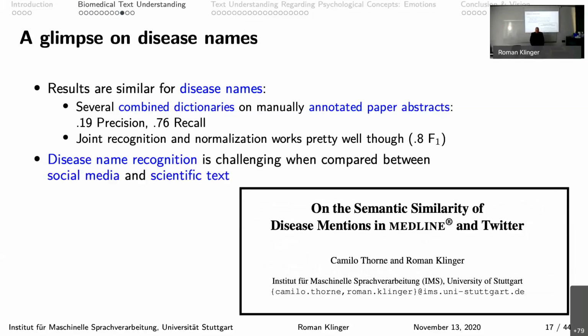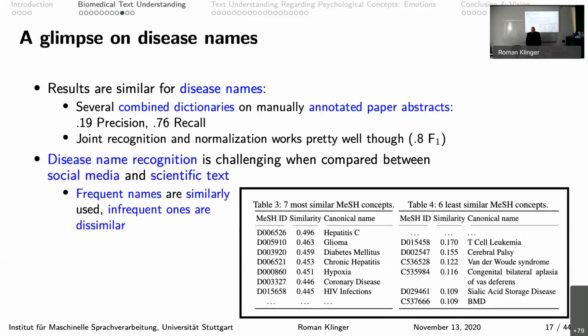However, these names also have other challenges. For instance, with Camillo, who is also in the room, we checked the challenge of comparing disease names between scientific text and social media. What we found is that in social media, disease names are actually used in a pretty different way than in scientific text.